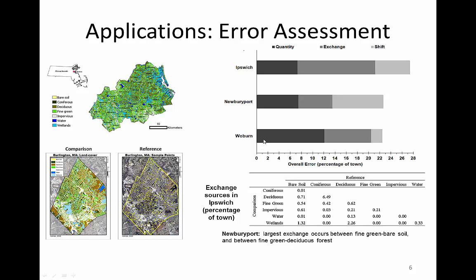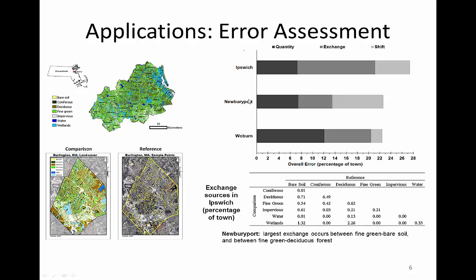In this graph, we can see the sources of difference separated into the distinct components. Quantity difference and location difference represented as exchange and shift for 3 of the 26 towns of PIE. We found that towns with similar overall difference may show distinct sources of difference.